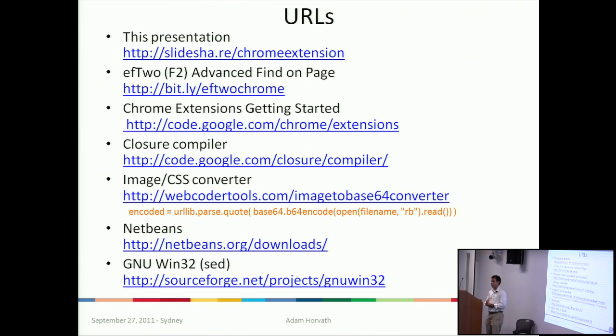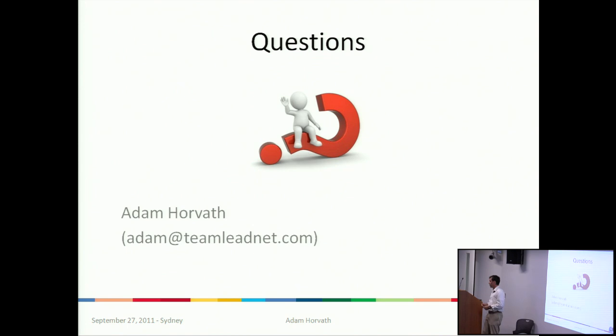I collected some URLs for you in case you want to see the tools I mentioned before. If you want to encode the images in CSS, it's just one single line of Python. You don't really have to use something external. But if you don't want to convert many images yourself, you can just use an online tool to convert them. The slides are available on SlideShare/Chrome extension. And if you have any questions, I'm more than happy to answer them.